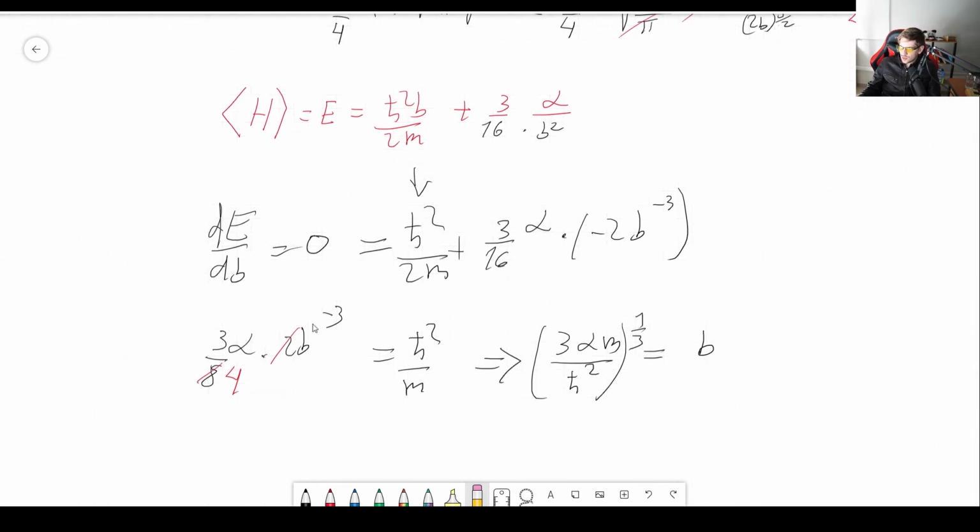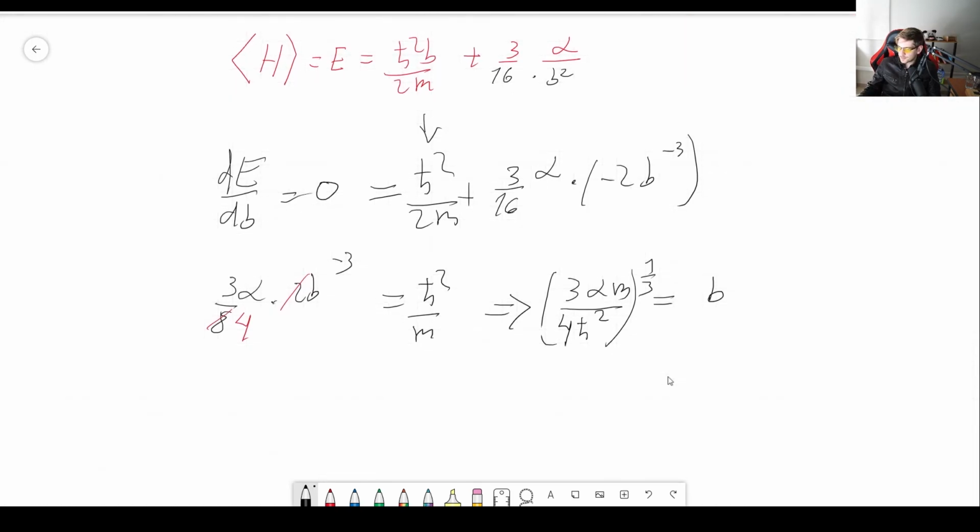Let's double check. So we multiply by b cubed. We have a b cubed here. Multiply by m divided by h bar squared. Oh, I'm missing a 4. That's why we double check. Okay, there we go. And that 4 is because that's 8 and that's 4.